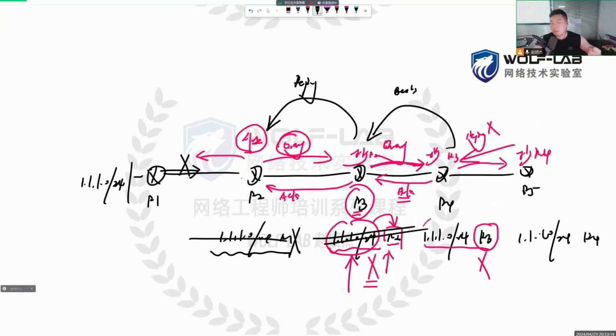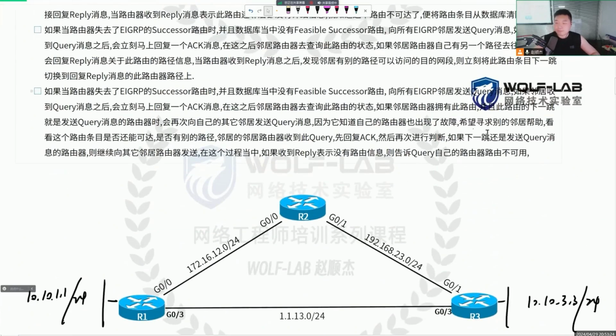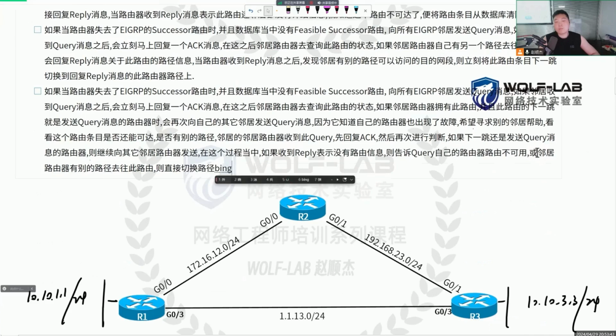In this case, students, through such a series of operations, we have determined that the routing entry for 1.1.1.0 has no other paths and is unreachable. Of course, there is a second situation, where the neighboring router has another path to this route. Then it switches paths directly and replies to its own querying router with a reply.